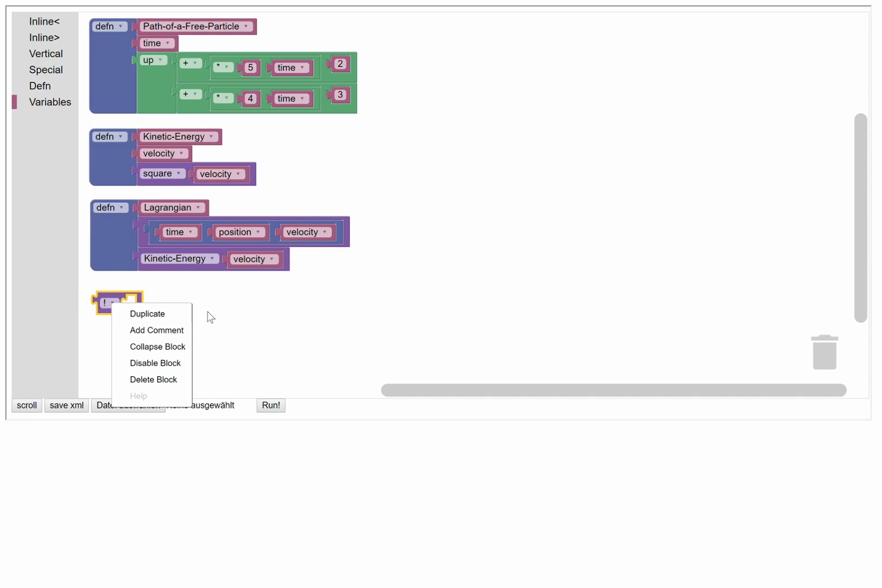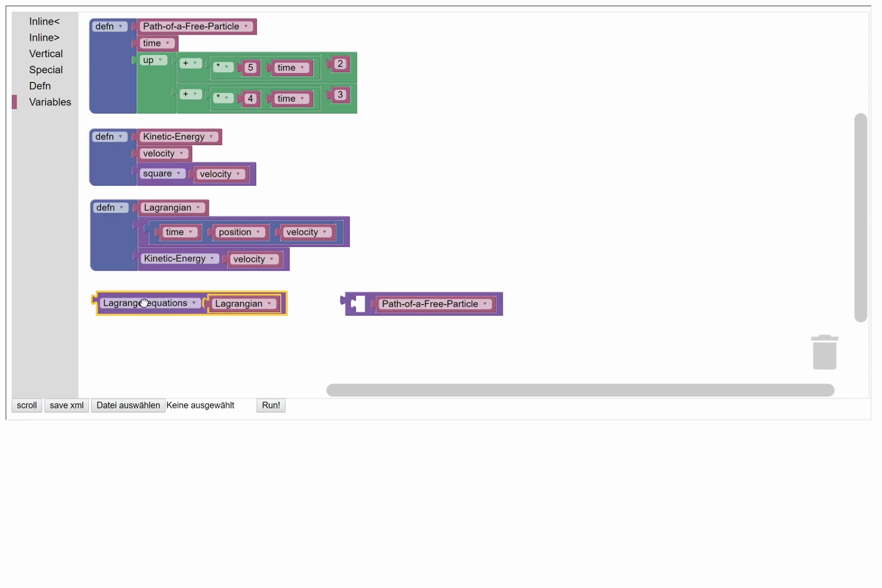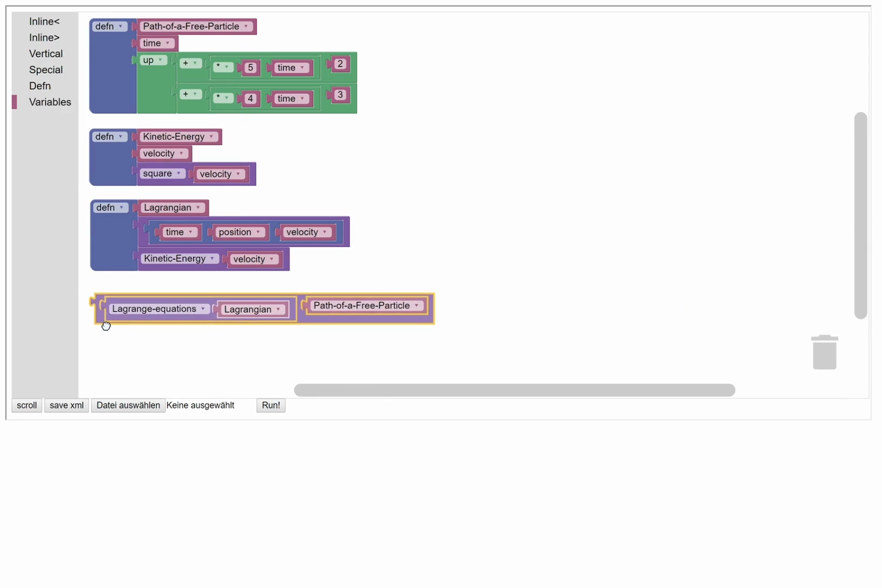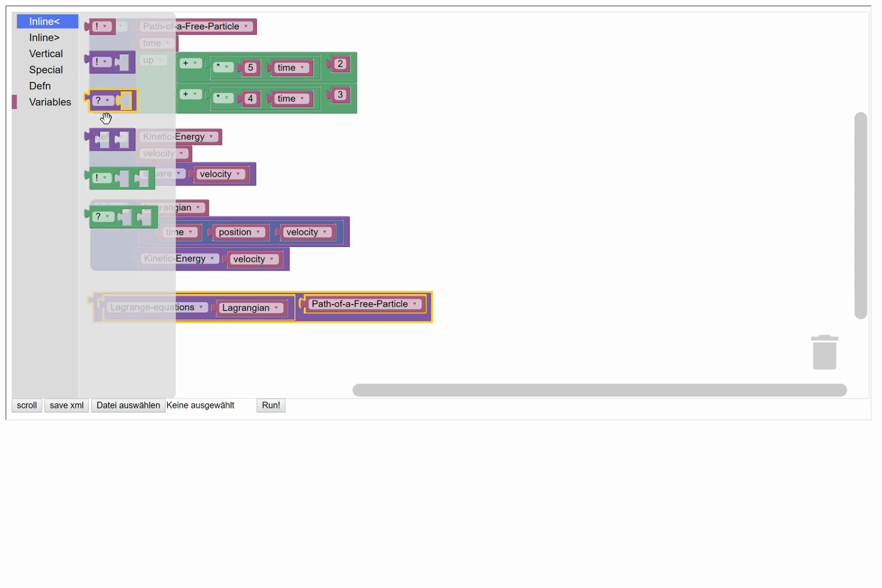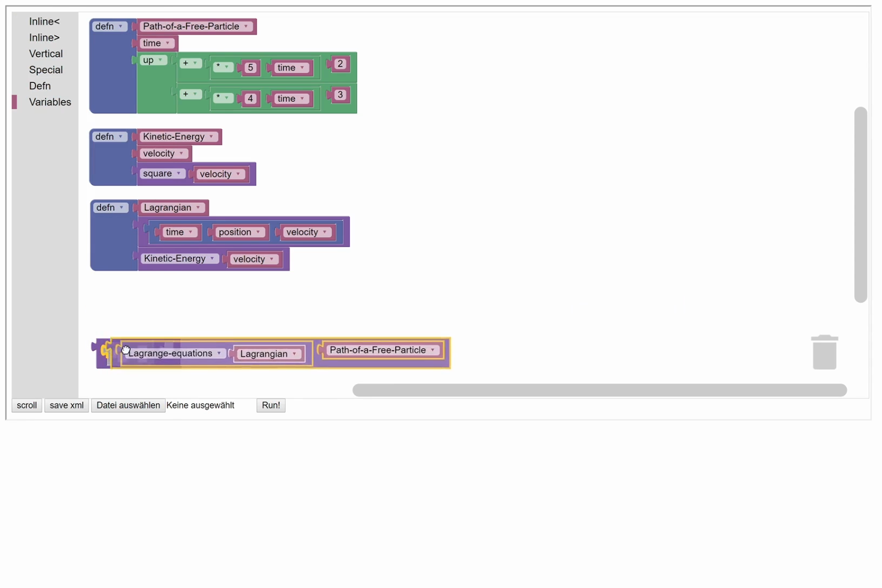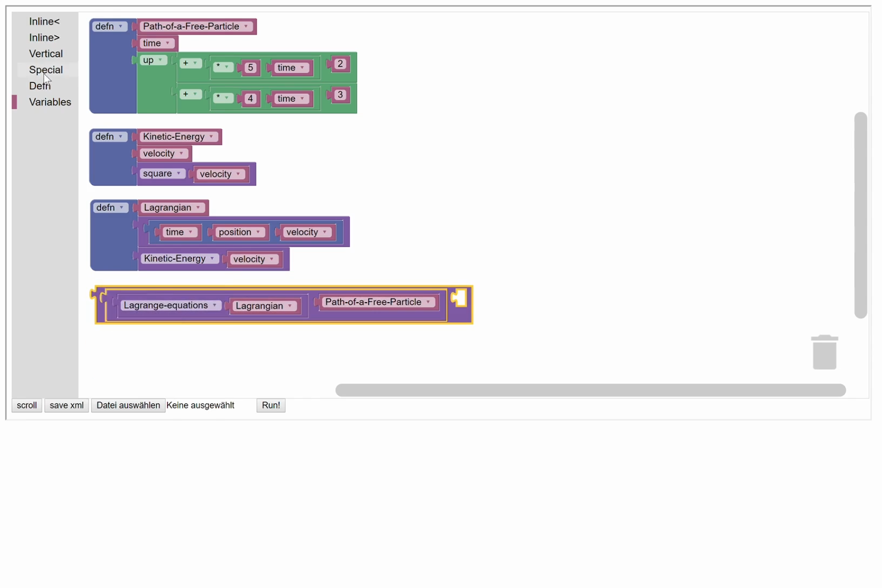The Lagrangian equations are differential equations. They are constructed out of the Lagrangian function. The differential equations are applied to some path function. Here we use our specific path of a free particle. The result in general is a function of time. We set the time to 10 seconds here.